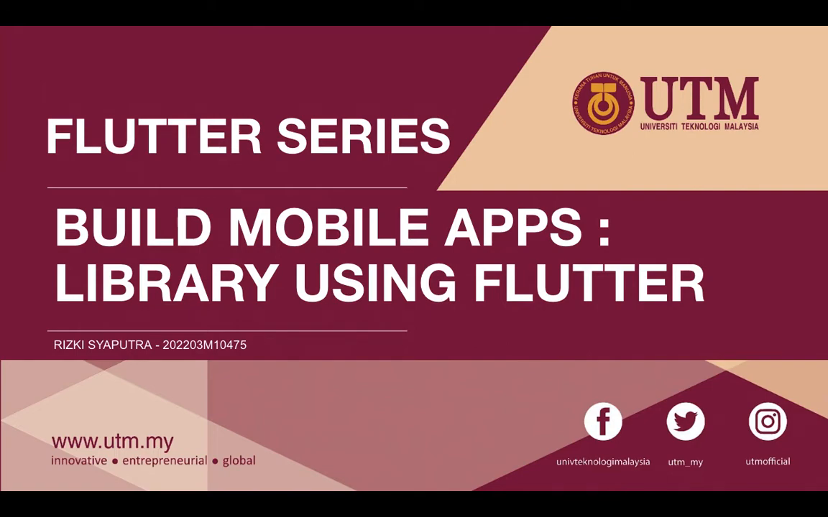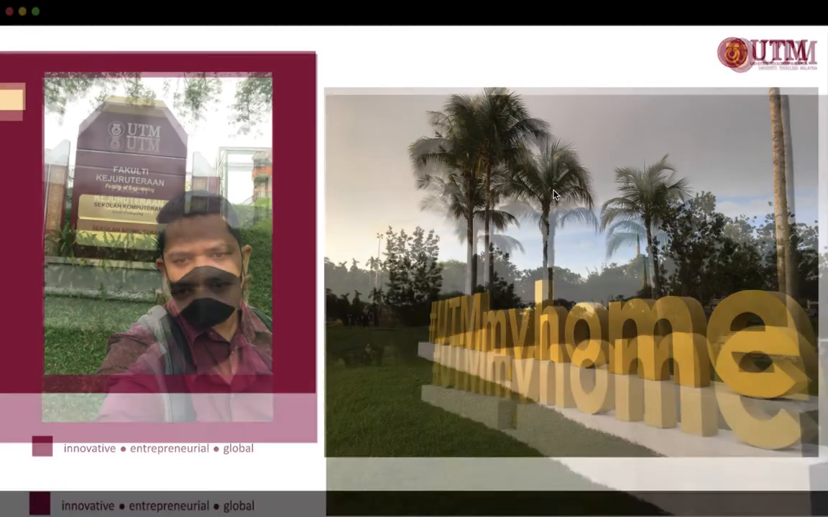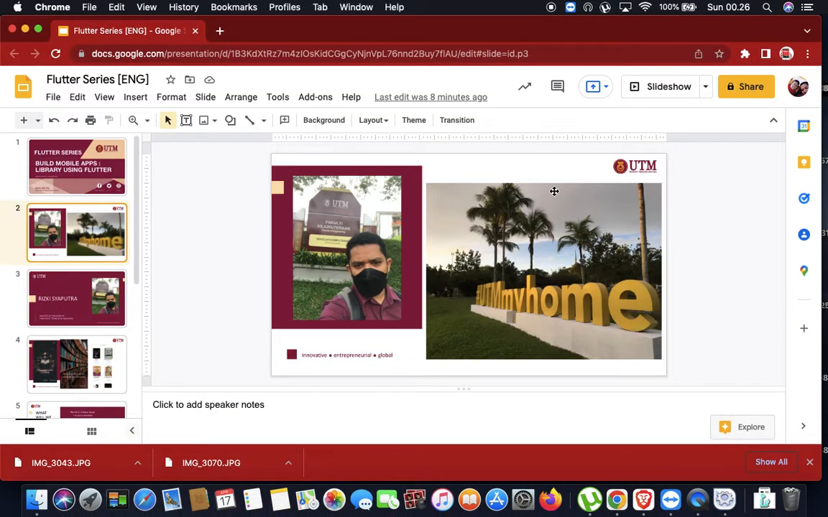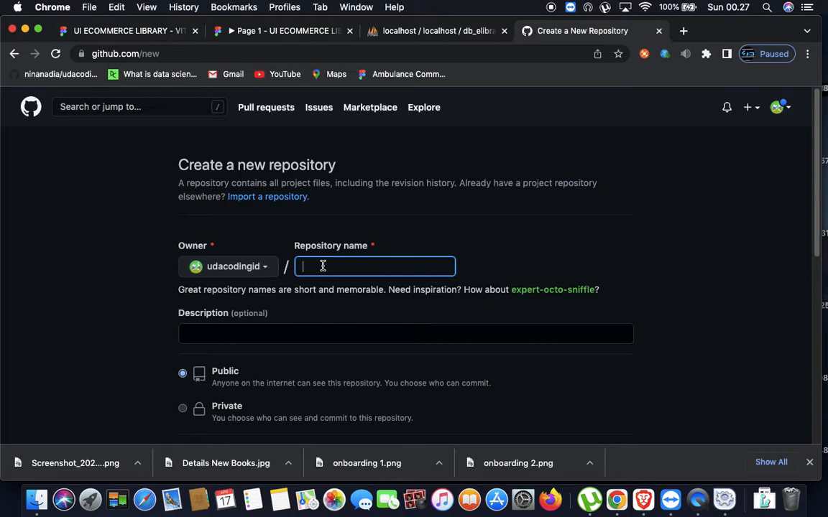Okay, in this video, we will continue our last video. Exactly, we can create a repository and a Flutter project. So, before we create the Flutter project, we can create the repo at GitHub, and then I will put the link in the video description.